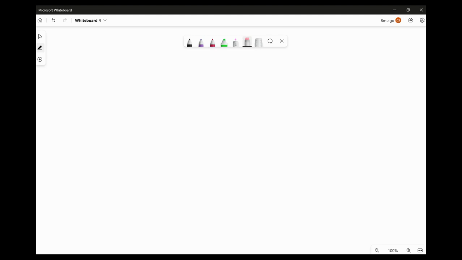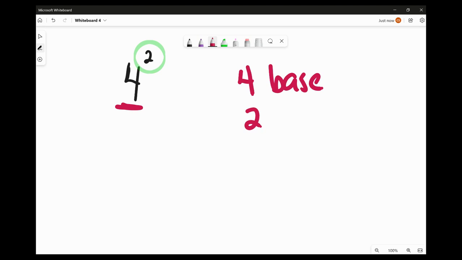Hi guys, today we're going to talk about exponents. Exponents are the little numbers that you see on top of a number. So the 2 would be the exponent. Whenever we're dealing with exponents, we always want to think about the base and the exponent. The base is the big number. So in this case, 4 is the base, and 2 is the exponent.